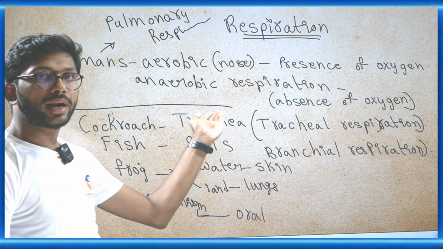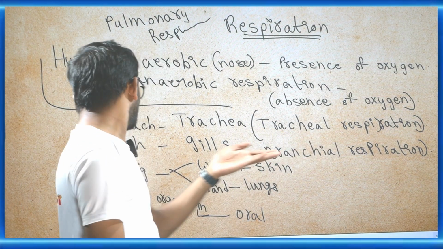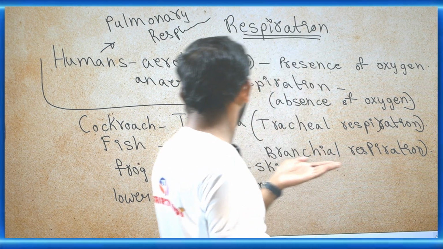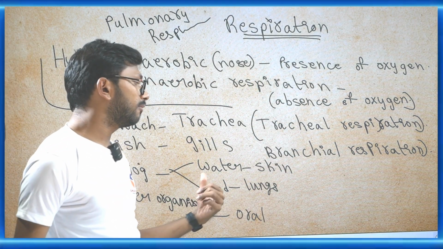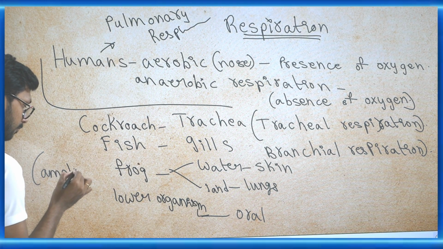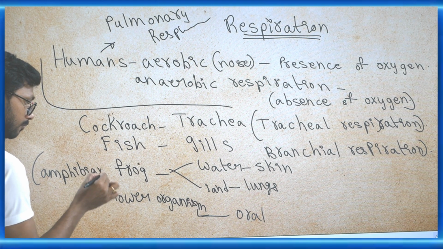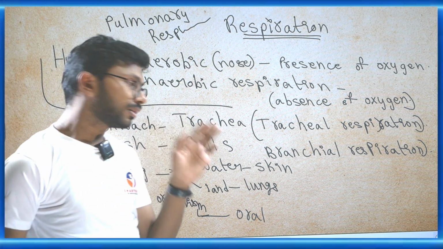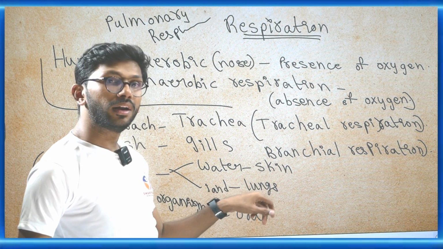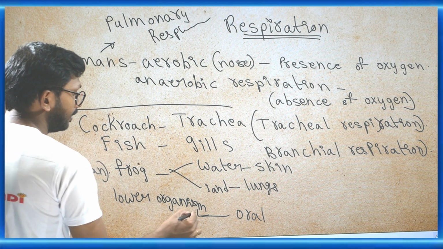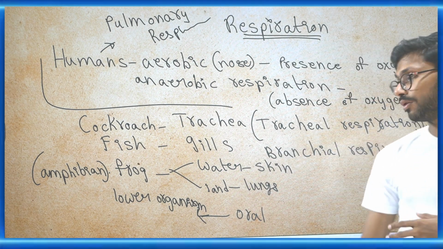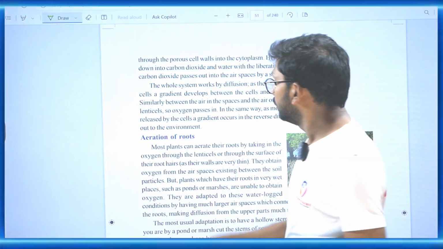In cockroach, it occurs through the trachea, so we call it tracheal respiration. In fish, it occurs through gills, and this is considered branchial respiration. Next, in the frog, as the frog is an amphibian, if it occurs in water, then we consider it as skin. If it is on land, then we call it lungs. And next, in some lower level organisms, it also occurs orally.